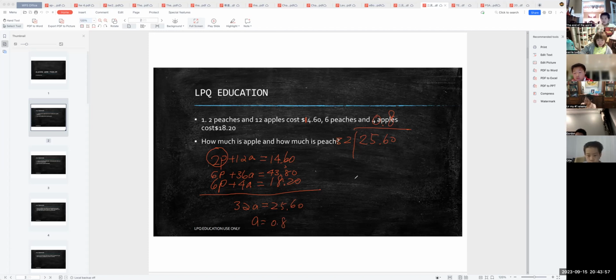So how much is a peach? So 2 peach plus 12 times 0.8 equals 14.60. So 2 peach equals 14.60 minus 9.6. So 2 peach equals $5. So each peach equals $2.50.